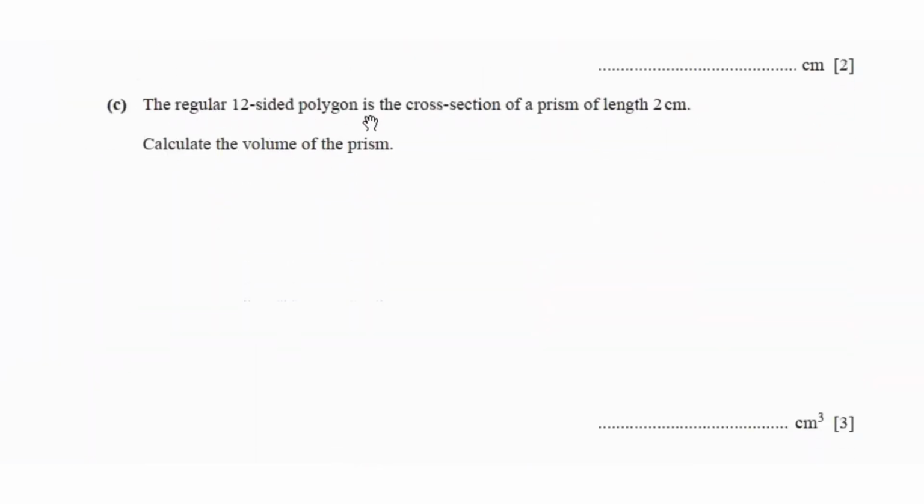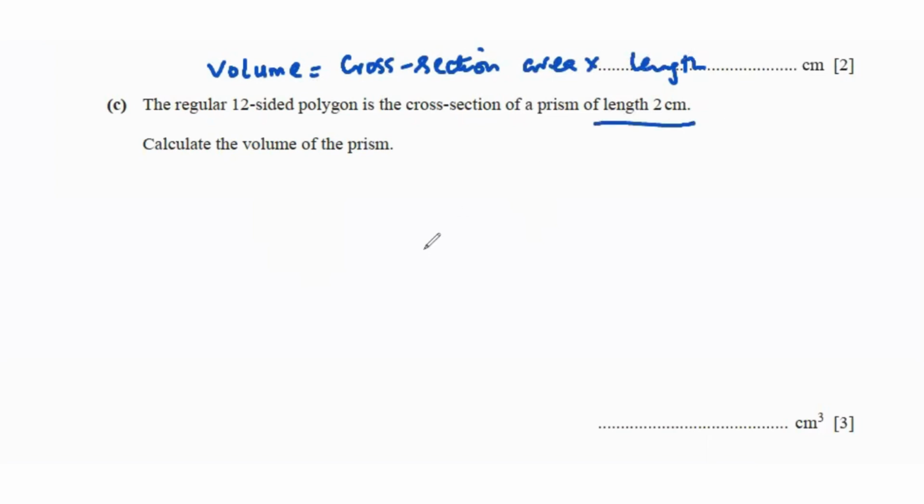The regular 12-sided polygon is the cross section of a prism of length 2 centimeters. Calculate the volume of the prism. So for that, first we need to calculate the area of the prism, because volume basically is cross section area times the length. The length is given as 2 centimeters.